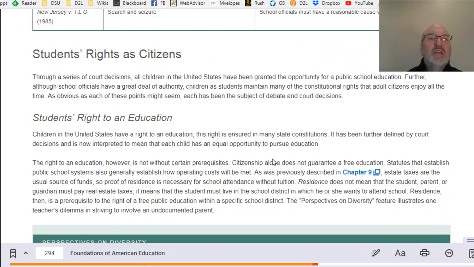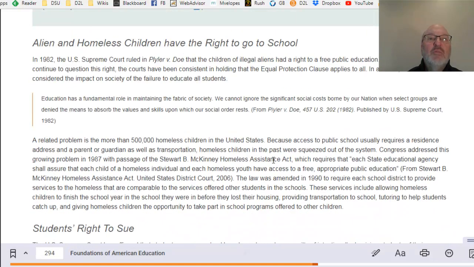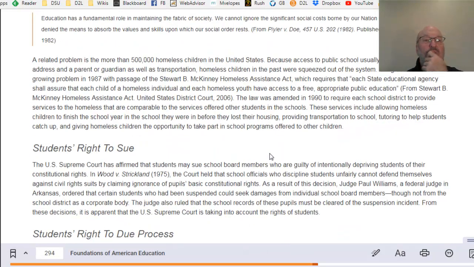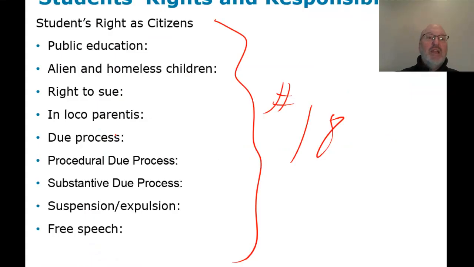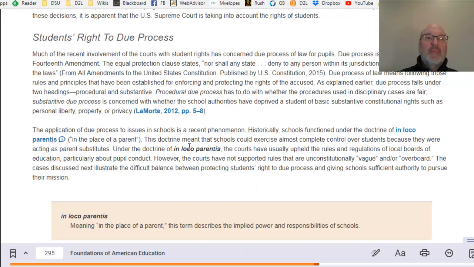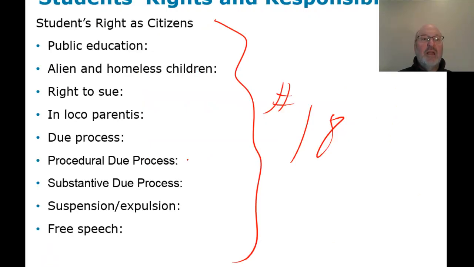New Jersey v. T.L.O., search and seizure, must have reasonable cause when engaged in searches. Okay, and then students' rights as citizens. You get some of that. Alien homeless children have the right to go to school. Students' right to sue. Students' right to due process. That's all right here. In loco parentis, meaning in place of the parent. Can you say that out loud, in loco parentis? That's kind of a cool thing. So you may have to bring that out sometime working with students, say, why is this? And you say, well, in loco parentis, because I'm in place of your parent here, and that'll impress them and may get you somewhere, okay?